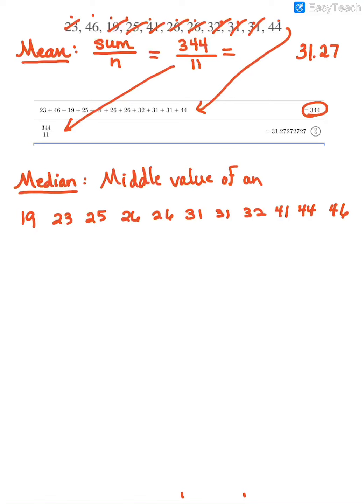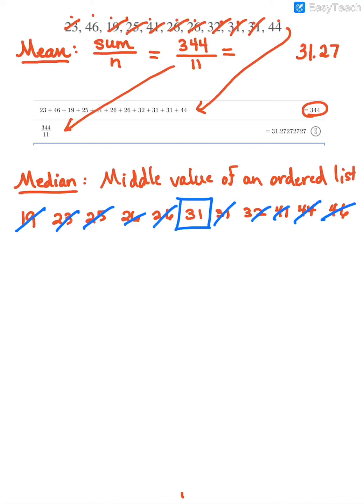Okay, and so median refers to the middle value of an ordered list. So you have to put them in order, and then you're just going to find the middle value. So I take one off the bottom end, one off the top, one off the bottom, one off the top, and I'm going to keep doing that until I either arrive at a single middle value, like I did in this case, or if you had an even number of values, you would arrive at two middle values. And in that case, you take the average of the two in order to calculate your median. So in this case, my median is a 31.